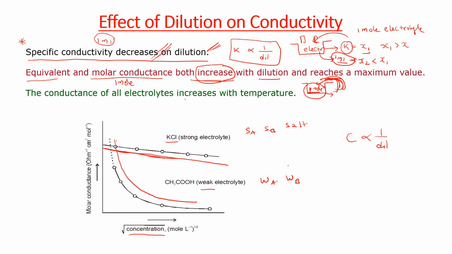Here the important thing is that we can calculate the molar conductance of strong electrolytes by using this graph. Very simple. But for weak electrolytes, it is very difficult to calculate. That we can calculate theoretically, that we discussed in Kohlrausch's law earlier, right? So this is about the effect of dilution on conductivity.